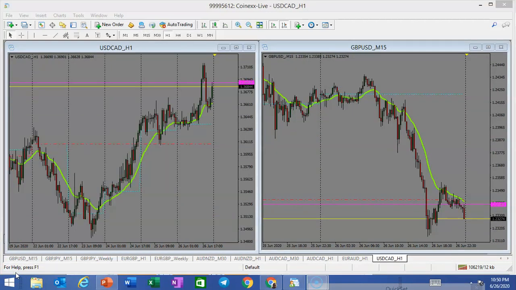Alternatively, GU and UCAD have a negative correlation. Why? Because when one pair moves in one direction, the other pair moves in the opposite direction, as seen on our screen here. UCAD going up, GU going down.